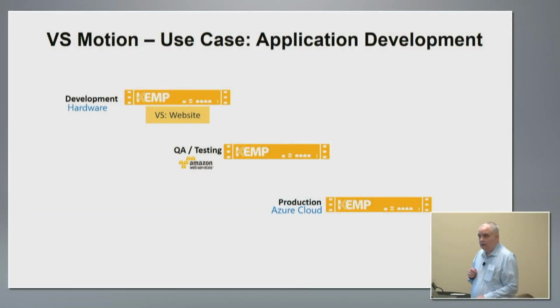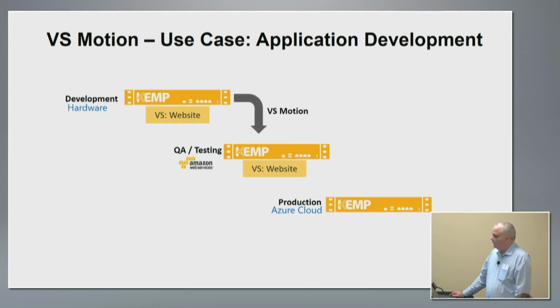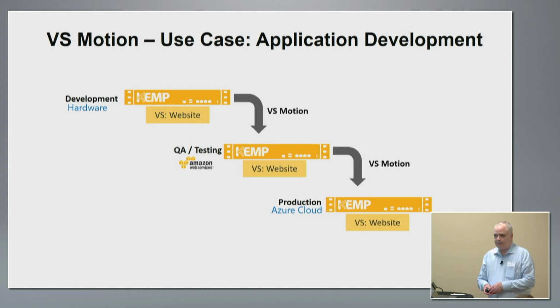And so what we said is, there's a use case where a customer has deployment in hardware, does his QA testing in an Amazon account, and delivers his final production virtual service application in Azure Cloud. These can be any platforms. Remember, ubiquity. So VS Motion says, okay, I got this working. I'm the developer. I think I got it working pretty good. I'm going to turn it over to QA. QA may come back and say, no, it's broken. Try again. Or they may say, yeah, we can sign off on this. Go ahead and put it into production.